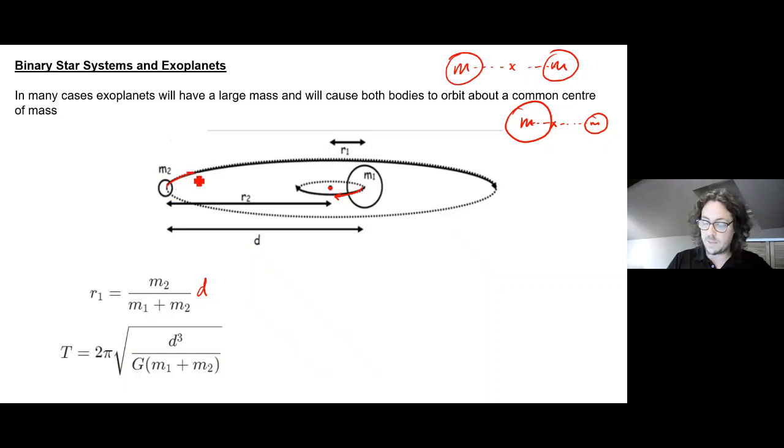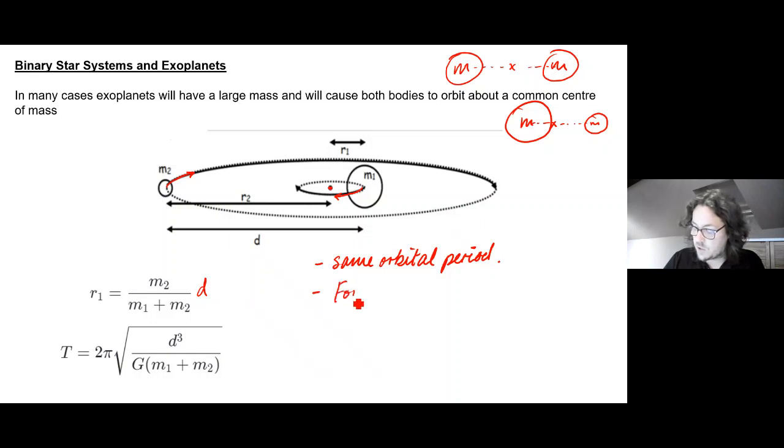Now, there's a couple of things that we need to bear in mind when we think about problems involving binary star systems or stars with large exoplanets. So we're really talking about situations where the masses are comparable, or if you like, M1 is not much bigger than M2. These stars, or if you like, the star and the exoplanet, will have the same orbital period. That's important. We're going to need to use that in some questions, I'm sure.